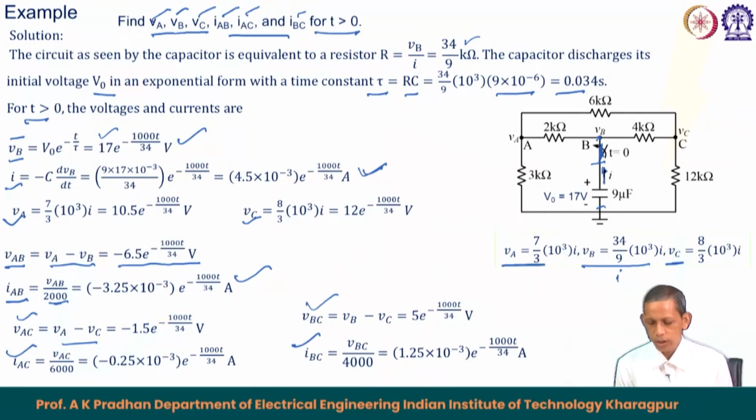What you see here is that this is a source-free circuit. The capacitor had 17 volt initial charge and it discharges through the different resistors in the circuit. We wrote the corresponding nodal equations, a mix of the generic nodal equation and the exponential term, and solved the network to find the expressions of the voltages and currents in different branches of the circuit for t greater than 0.